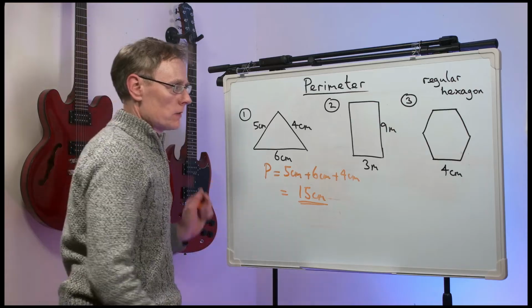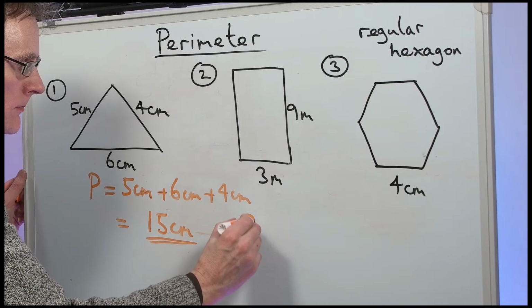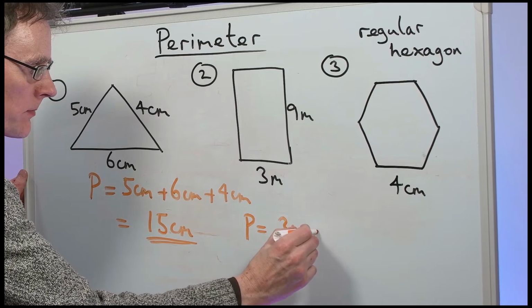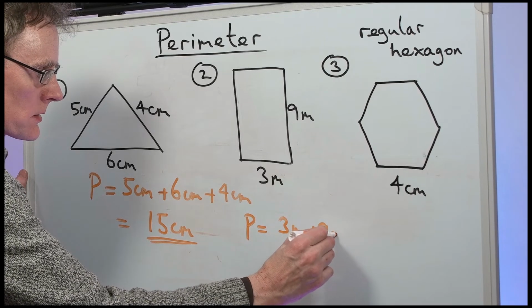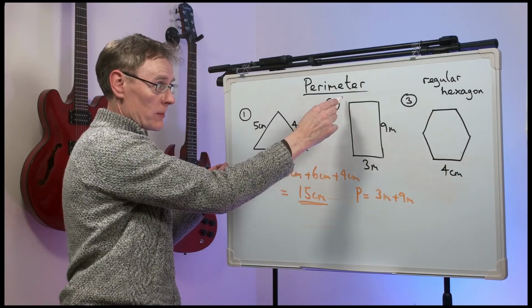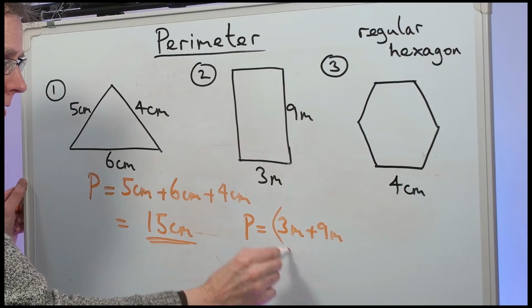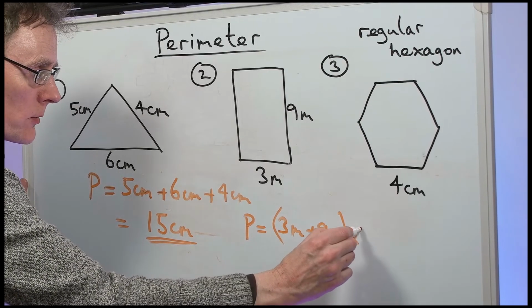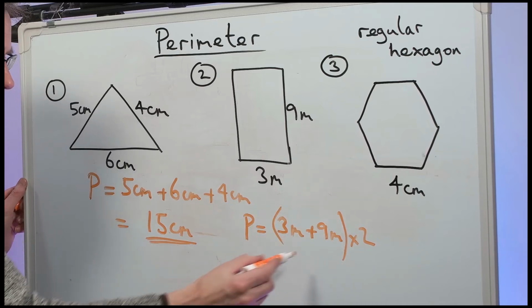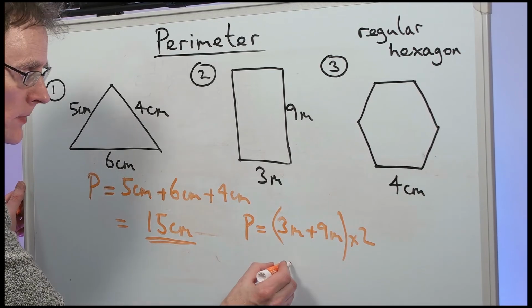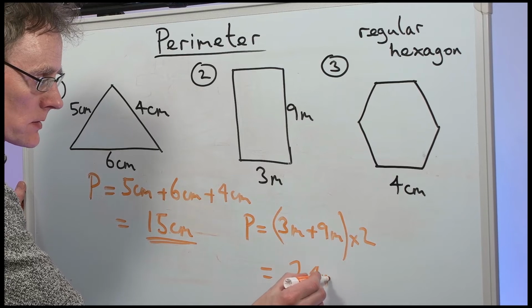So for the rectangle, the perimeter is 3 metres plus 9 metres, plus another 3 metres and another 9 metres. So we're going all the way around. So I'm going to cheat and multiply that by 2. Notice you have to have that in brackets. So 9, 10, 11, 12 times 2 gives us 24 metres.